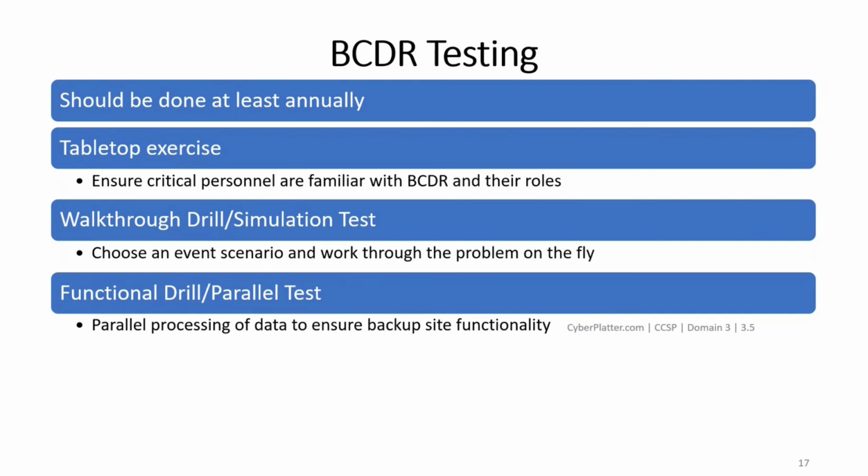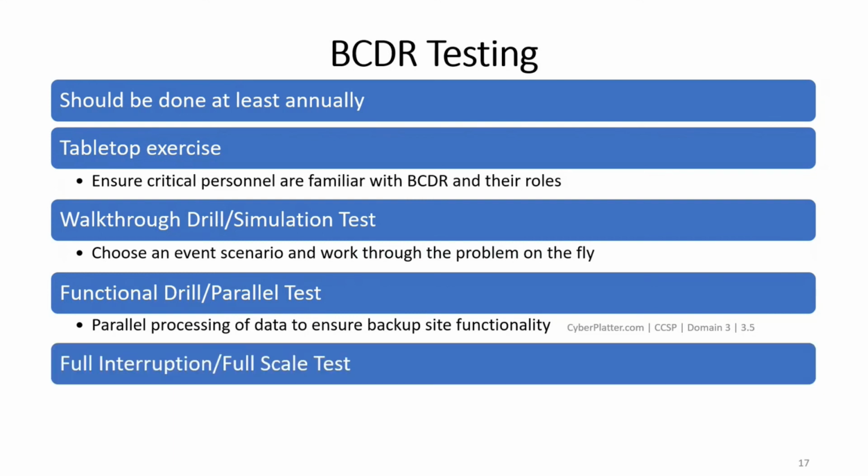Parallel test. A parallel test takes things to the next level and involves bringing the secondary site to full operational capacity while maintaining all operations in the primary site. Staff is mobilized to the alternate site along with any equipment and resources they would bring during an actual event. This test is essentially a full drill that stops just shy of shutting off the primary infrastructure.